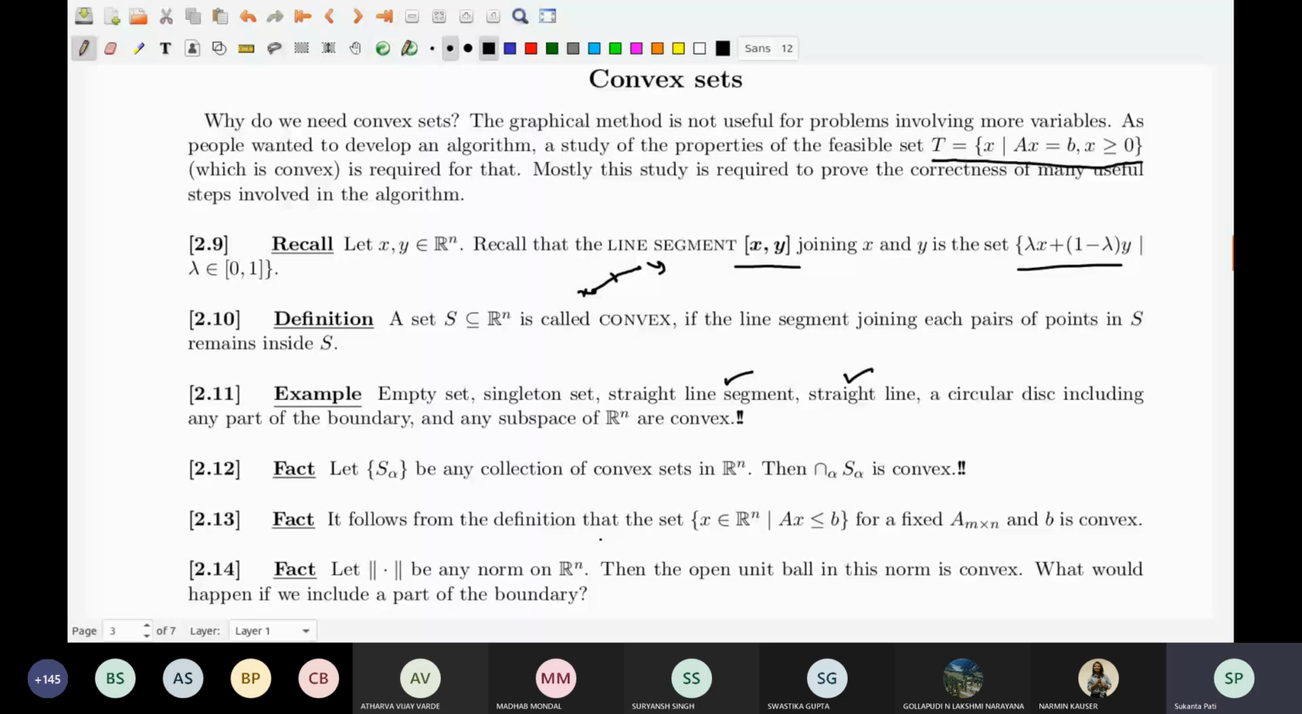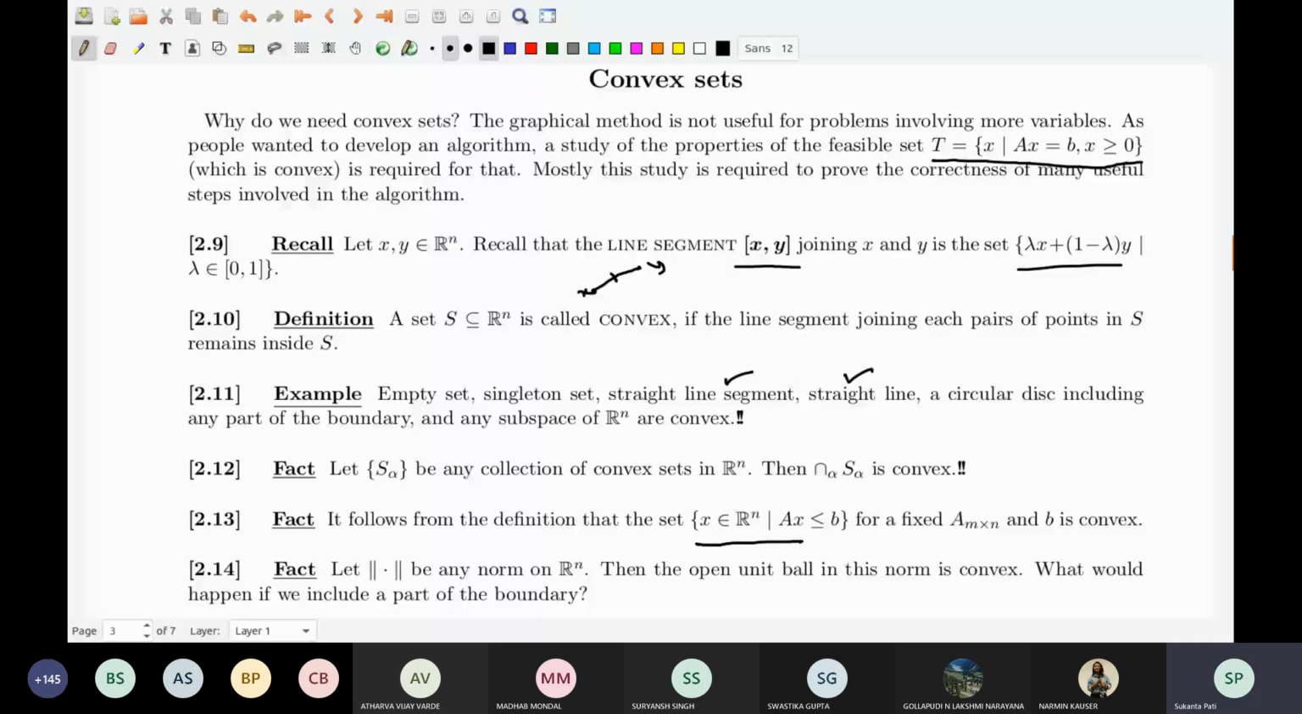It follows straight from the definition that such a set is always convex. Let x and y be two points, then λx + (1 − λ)y will satisfy this. This is also another easy fact.